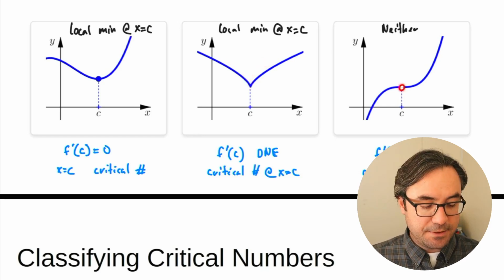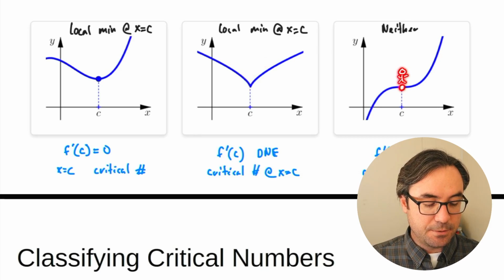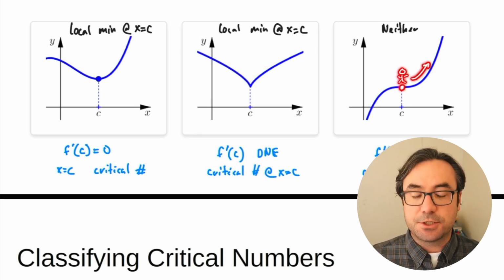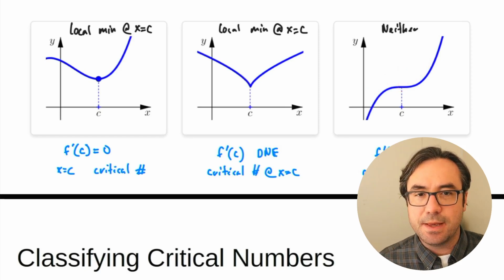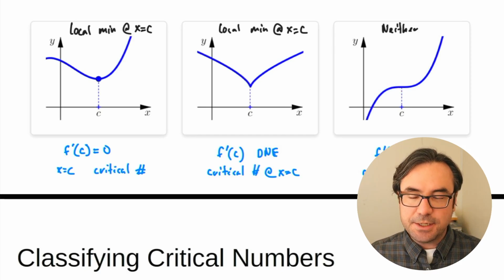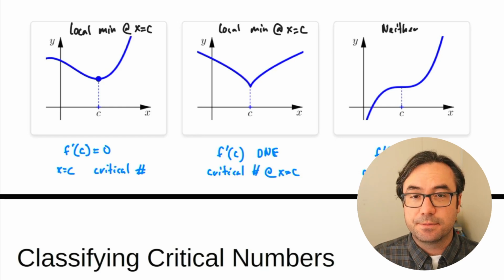But if we're standing at this point, so there we are, we're standing there. Well, it's uphill in one direction, but then it's downhill in the other direction. So it's not really a max or a min. But in each of these cases, x equals c is a critical number.